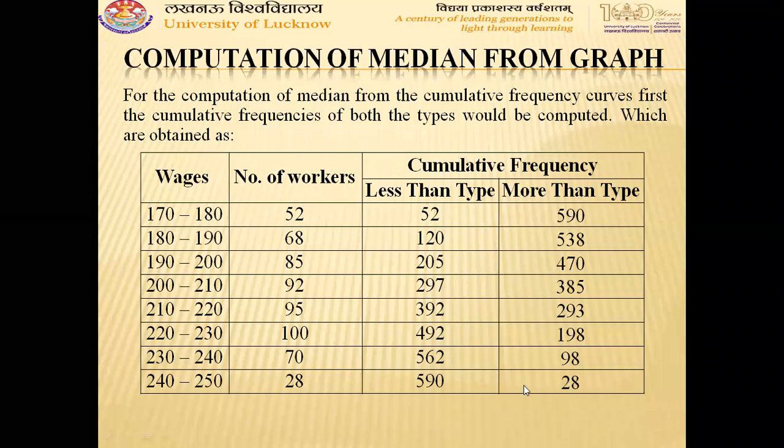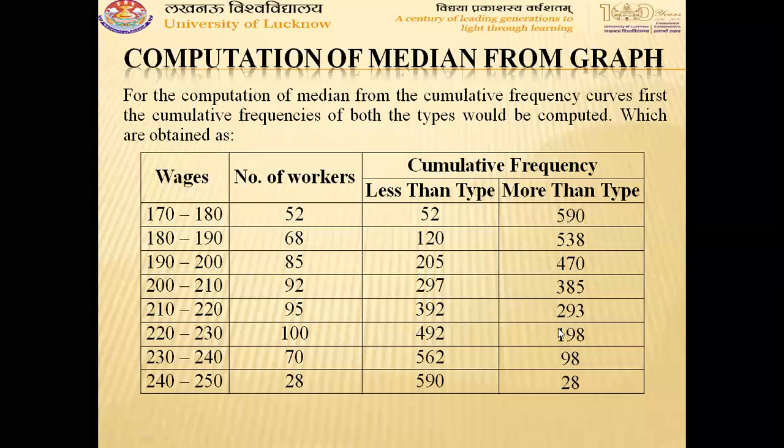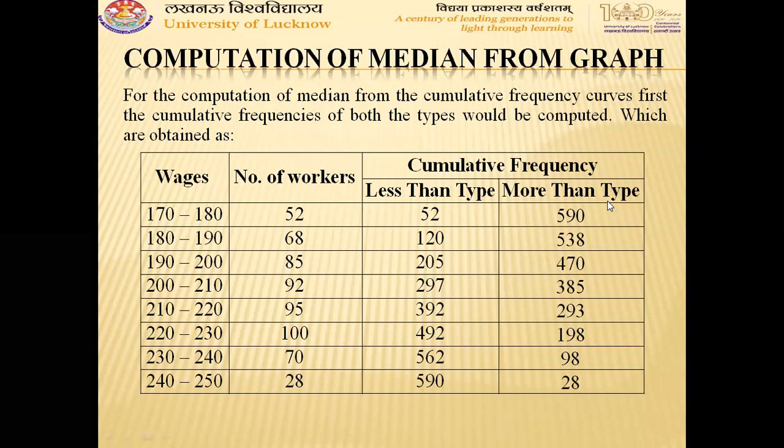In the same manner, for more than type cumulative frequency, start adding one by one from the last interval. That is, the first cumulative frequency of more than type will be 28. The next one will be 28 plus 70, which will give 98. The next one will be 98 plus 100, that is 198. And in the same manner, we proceed upwards, and the last cumulative frequency will be 590.